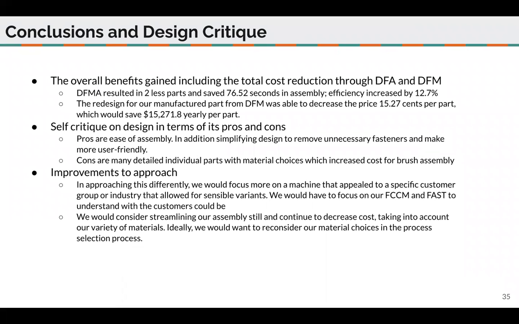For our pros and cons of design, our pros are the ease of assembly by removing unnecessary fasteners and making it more user-friendly, with our cons being many detailed individual parts, with our material choices having to increase the cost of parts like brush assemblies.